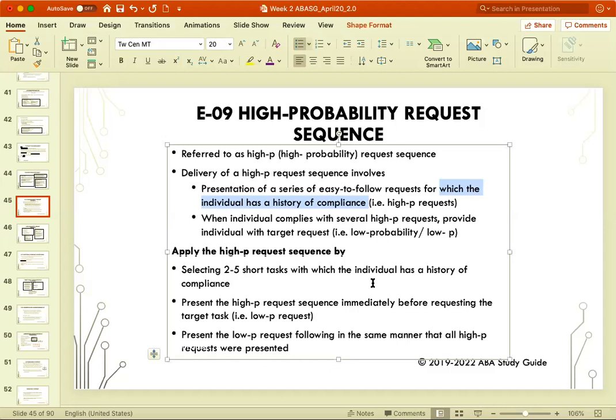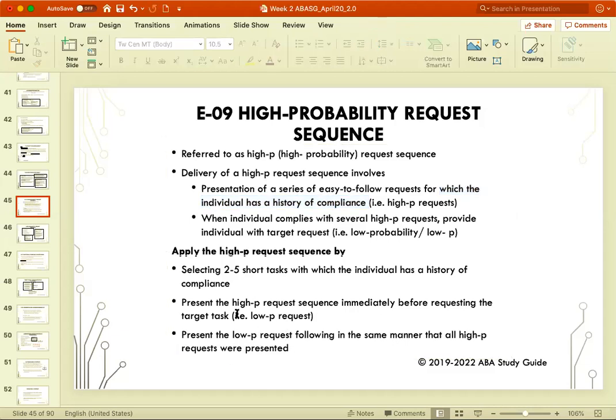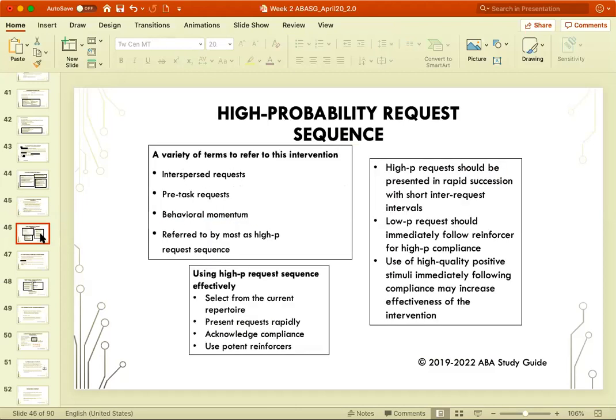You're going to select 2 to 5 short tasks and then present the low probability request. It's really important that you do it fast, you do it efficiently, and you make sure you're using skills that are definitely in their repertoire. If you go over and just start barking demands, assuming they're going to be high probability, but those are not skills that have been mastered or in their repertoire, they're not technically high probability, right? A variety of terms, and Annie's all over it. We may also call this behavioral momentum, interspersed requests, pre-task requests, but most of the time we refer to it as a high probability request sequence.